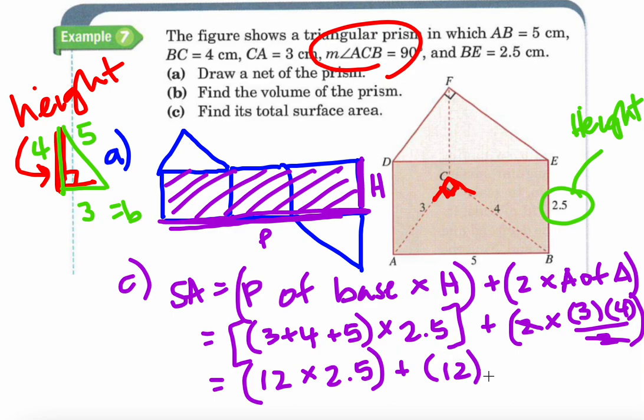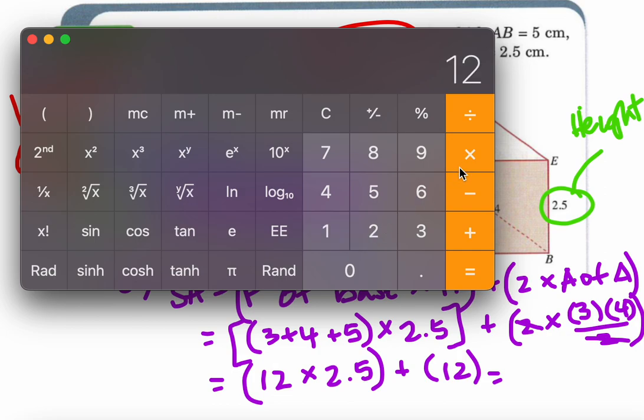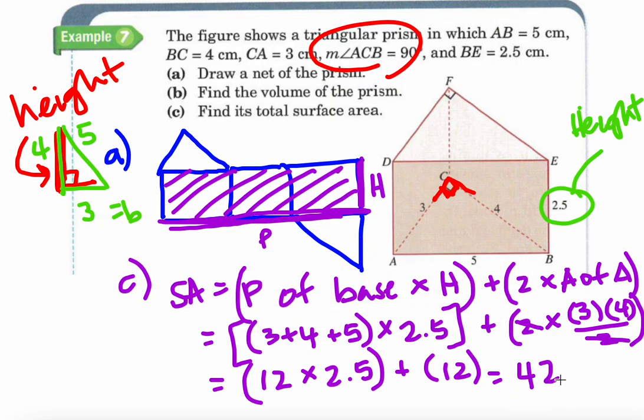Okay, not done yet. I have to do 12 times 2.5 in my calculator, which is 30, plus my 12 to get my answer, which is 42. So my answer is 42. This is surface area. Area is only 2 dimensions, so 42 centimeters squared.